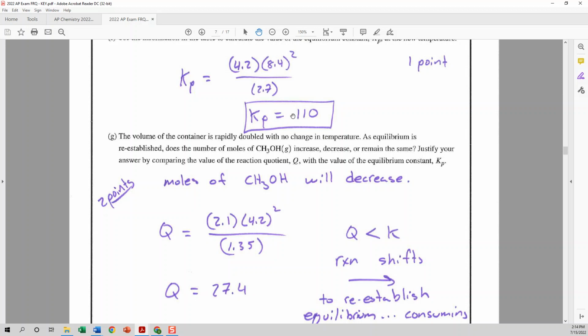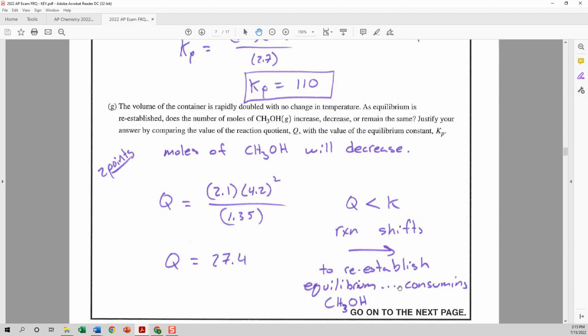Well, K is equal to 110. So Q is less than K. When Q is less than K, that's a sign that you have too many reactants and not enough products. So the reaction has to shift towards the products. That means shift to the right to reestablish equilibrium. And as it shifts to the right, it's consuming CH3OH, the methanol. So the amount of methanol will go down. I'm guessing this one was the other 2-pointer in that question.